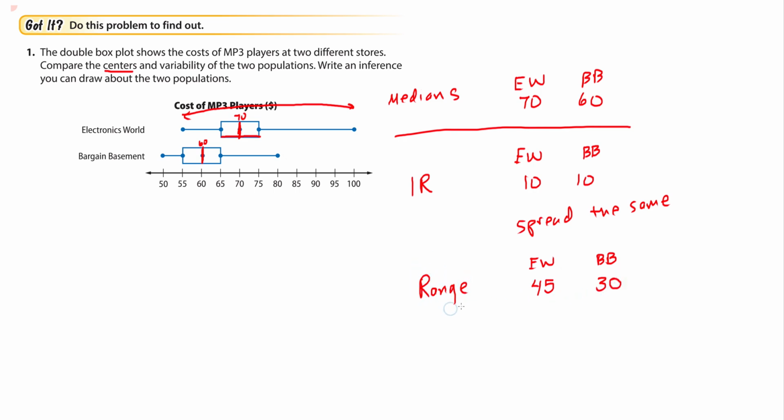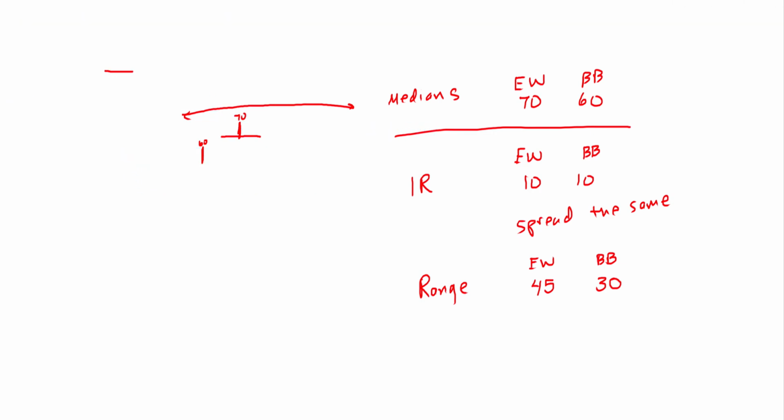So based on the range, I would say that Bargain Basement, there's less variability. There's only a $30 range. But again, that could be misleading because we don't know individual prices. If the next most expensive MP3 player at Electronics World was 80, then the range would have been less than the range for Bargain Basement. It could be just one thing causing that. We don't know because we don't know the individual prices here. So that is Got It number 1. So let's move on.